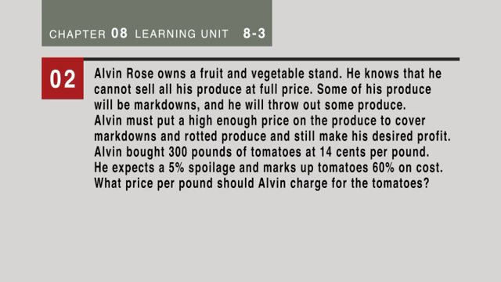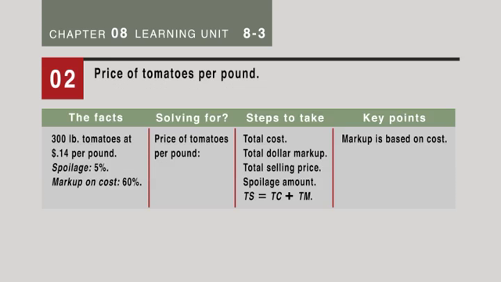He expects 5% to spoil and marks up tomatoes 60% on cost. What should we price per pound those tomatoes for Alvin? Well, if we look at the blueprint, we'll see the facts: we've got 300 pounds of tomatoes at 14 cents per pound. We have spoilage of 5% and a markup on cost of 60%. So we're solving for the price of tomatoes per pound, taking into account this perishable item.